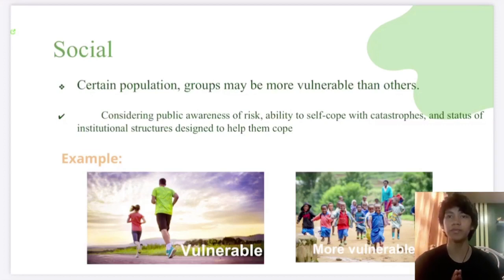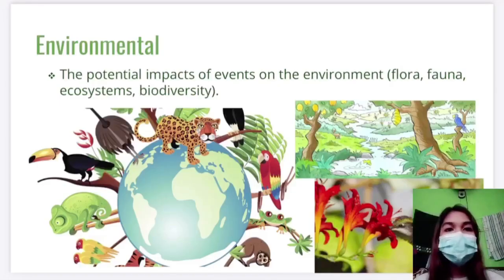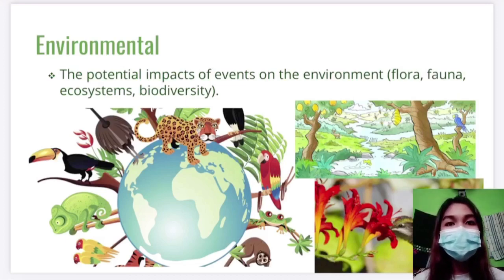Now, Ms. Napoles will discuss the remaining factors of vulnerability. Good afternoon, everyone. Today I'm going to discuss environmental vulnerability.